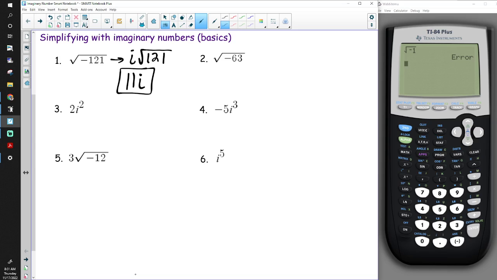Okay, let's take a look at number 2. Same thing. There are no two positive or two negative numbers that can be multiplied to get a negative number still. So we know because there is a negative under the square root, this is going to give us an imaginary answer. So put your i out front and make the inside positive. i square root of 63.